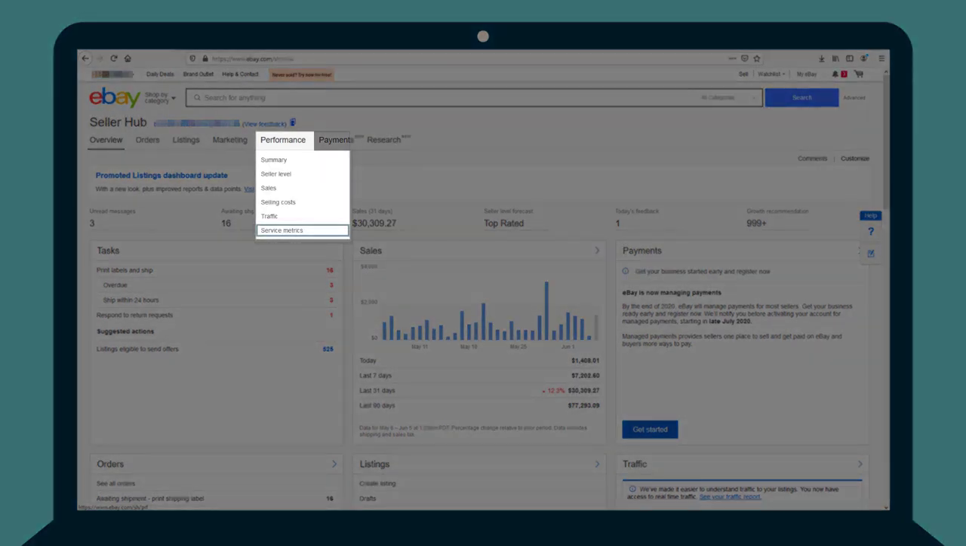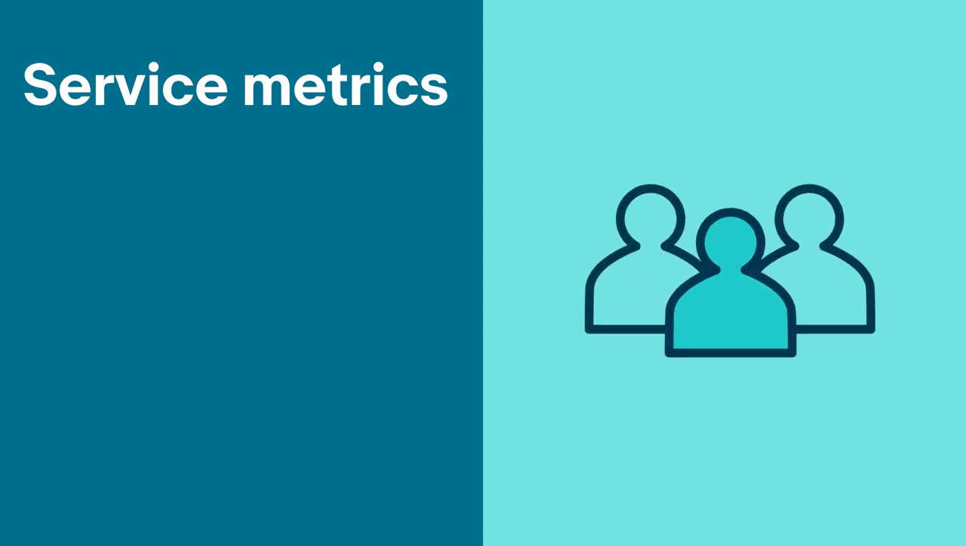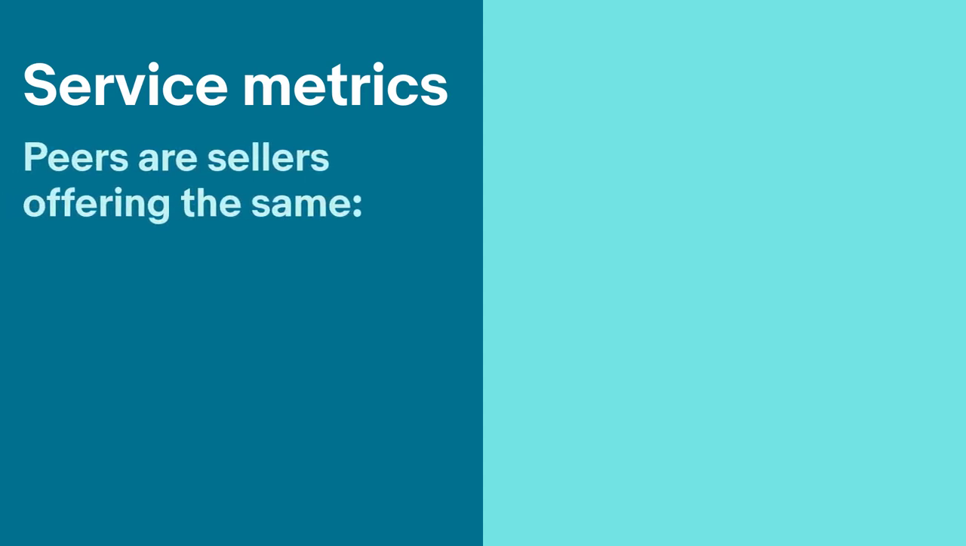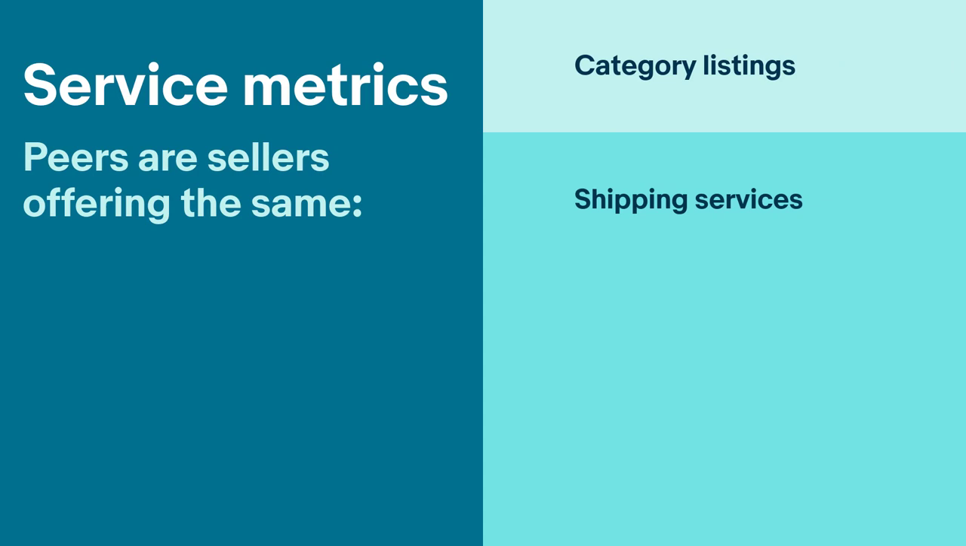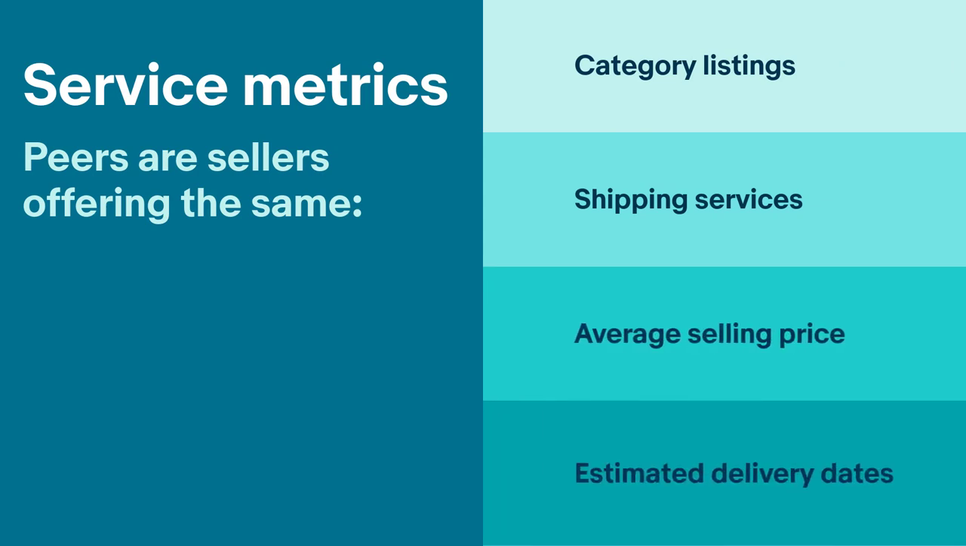From your Seller Hub, select Performance, and then Service Metrics. Service metrics are outside of your performance metrics and provide a true apples-to-apples comparison with the rest of your peer group. Your peers would be other sellers listing under the same category, using the same shipping services, with the same average selling price and the same estimated delivery dates.